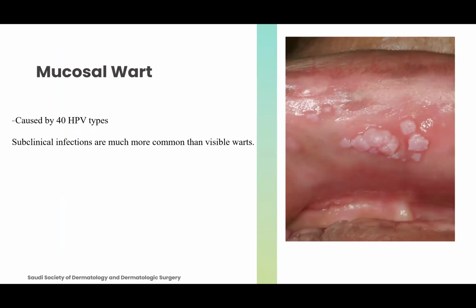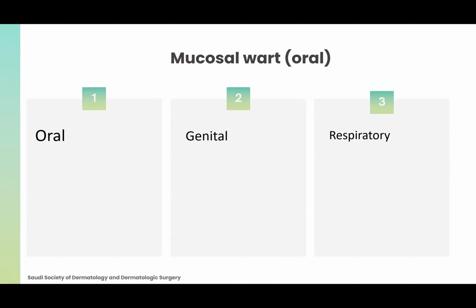So moving to the mucosal wart, we mentioned that it's caused by more than 40 HPV types, and most of the time it's going to be subclinical rather than a visible wart. We have three main subtypes of mucosal wart. It could be oral, genital, or respiratory.